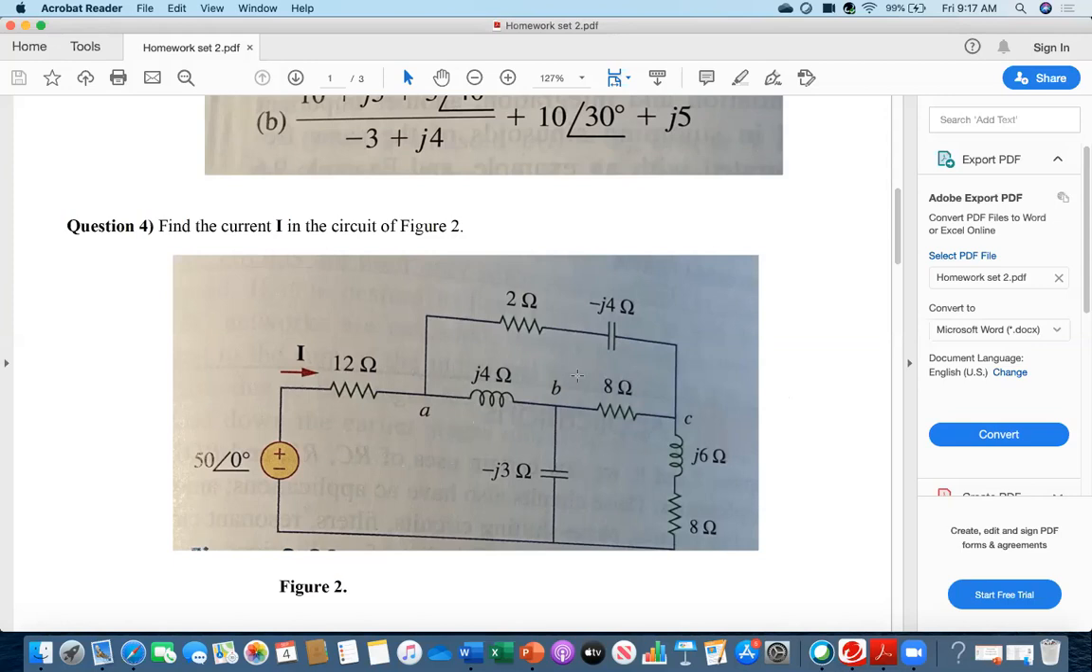Yeah. So here you see, currently the way it is given, you cannot say that this one is parallel, because in between there is a point. Here there is a point. Here there is a point. That's why I said you have to make, in this loop or in this loop, some sort of delta to Y or Y to delta conversion. Once you do that, then you will get the clue, make series or parallel combination. Does it make sense?